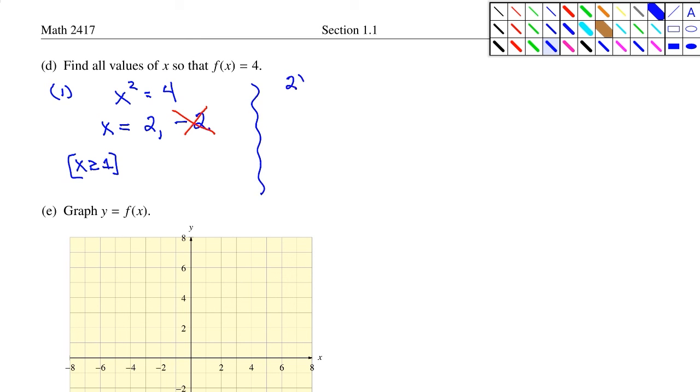All right, what about the second part? Well, perhaps we have 3 minus x is equal to 4. If I solve this, I get negative x is equal to 1. And x is equal to negative 1. And that domain was x is less than 1, and negative 1 is less than 1, so this is a good value. So we have these values here, 2 and negative 1.